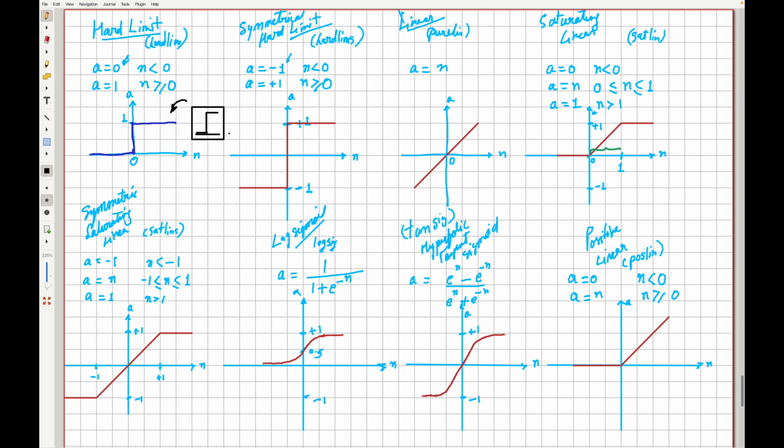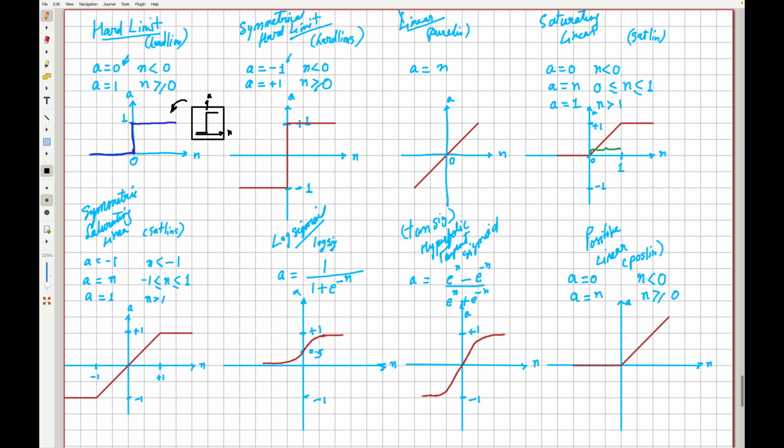So this is the 0, that's the +1, and then this is the n, which is the x-axis, and that's the a, which is the y-axis.